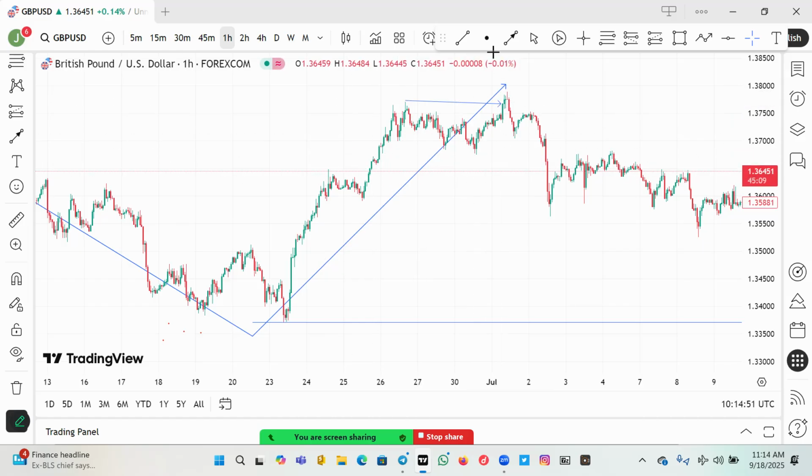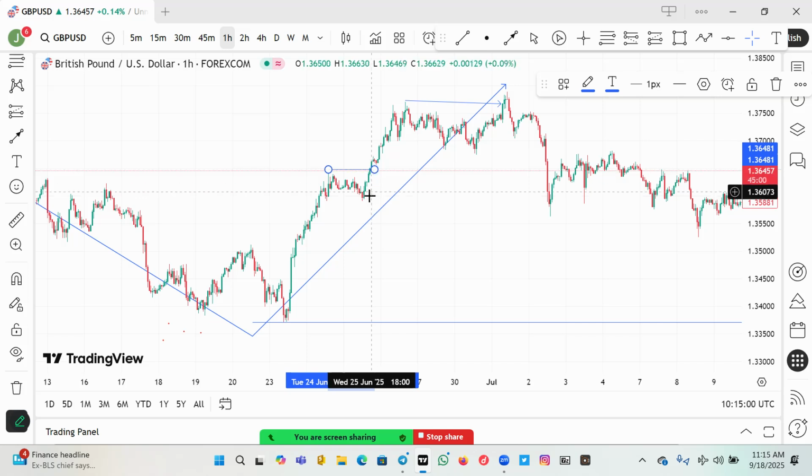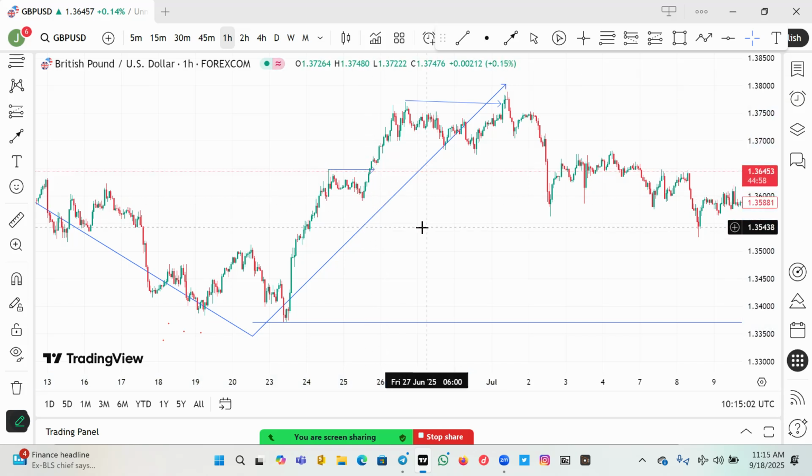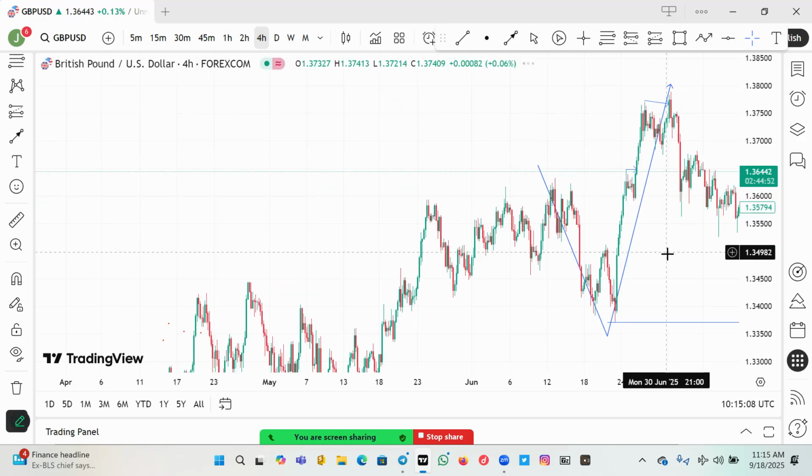This is a break of structure here, but it is not a valid one. This is a break of structure here, but based on 1 hour time frame, it is not a valid one. So this is not to be considered. Now, let me come back to H4 time frame.